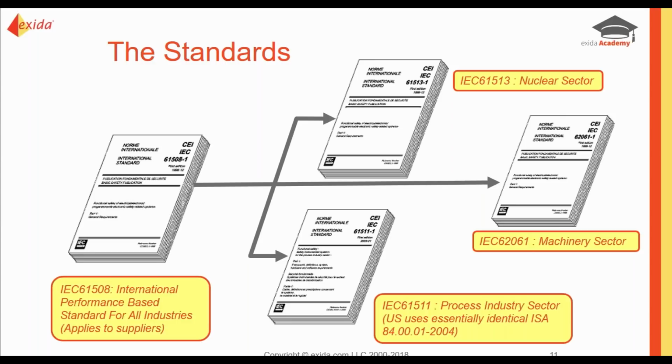Underneath IEC 61508, we have more specific standards. Instead of the umbrella or the general standard, you have a standard specifically for the process industry if you are using those certified products, IEC 61511, or if you are doing machinery, there's a special standard for you. Nuclear, there's a special standard for you. However, if you don't have that special standard, the IEC 61508 will cover you.